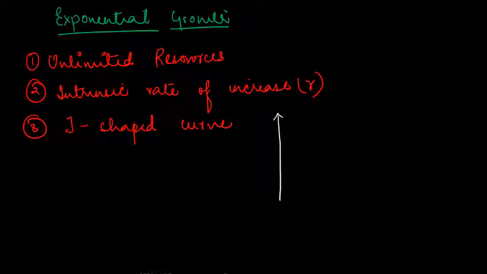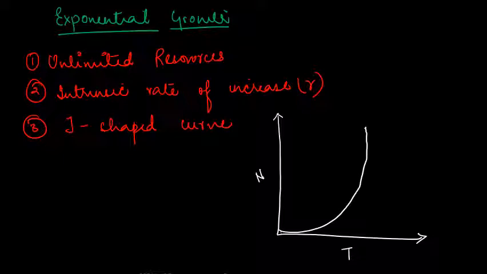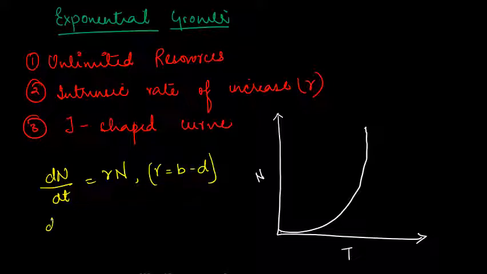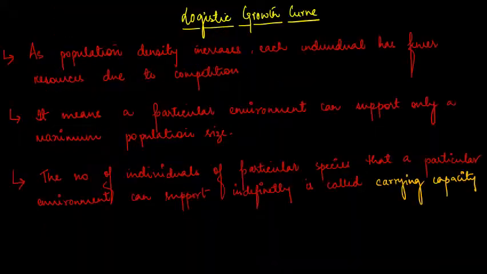If you draw this, see here, this is time, this is population size. So here population will increase. This is what we call the exponential growth. And we have seen a formula also for this. The formula is dN by dt is equals to RN. We know R is equals to birth minus death. So we can replace dN by dt is equals to B minus D into N. Right? So this is the formula for exponential growth. Coming to logistic growth curve.